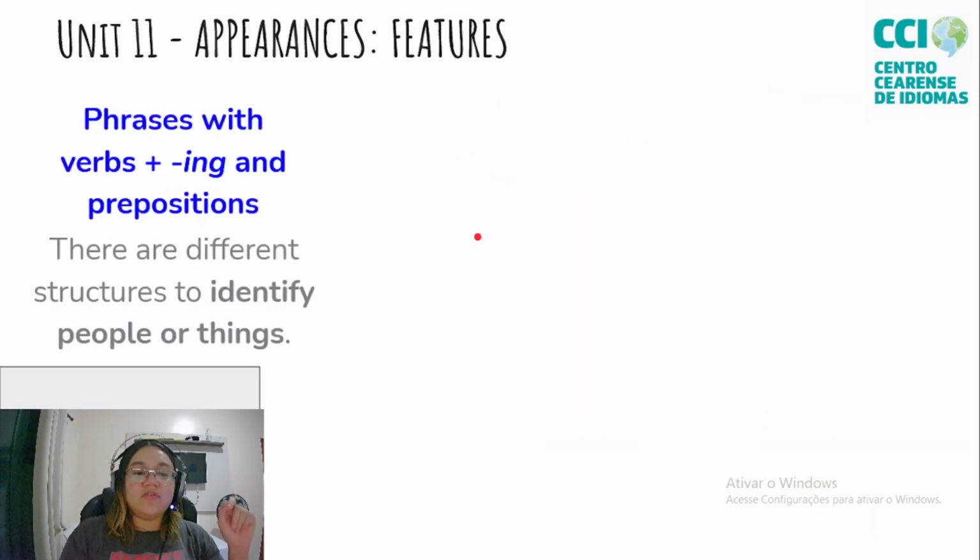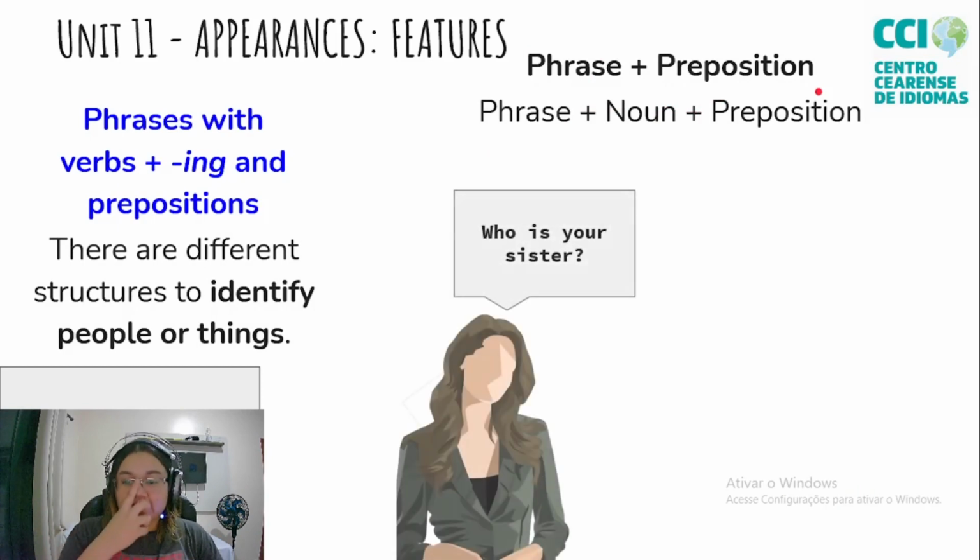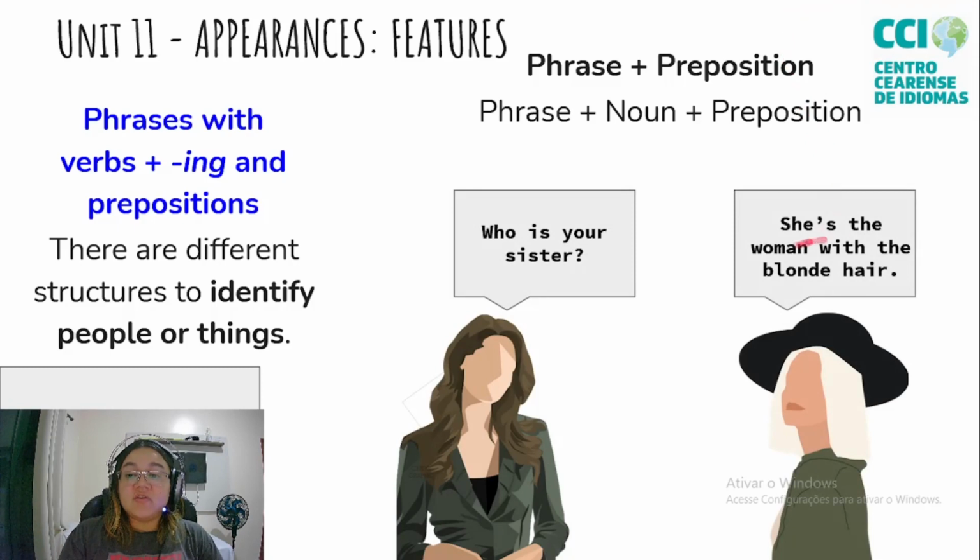Another way of using these phrases is by using phrase plus preposition, no ing. So let's see. Again, who is your sister? She's the woman with the blonde hair.